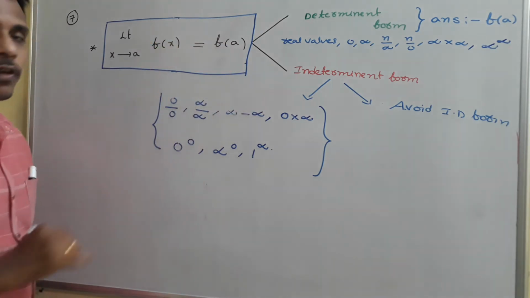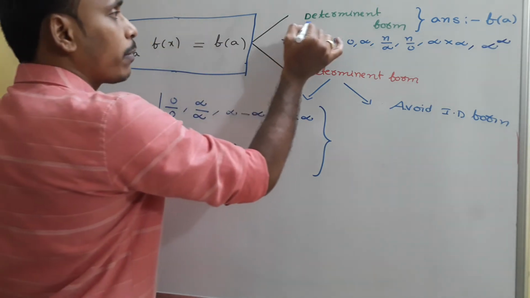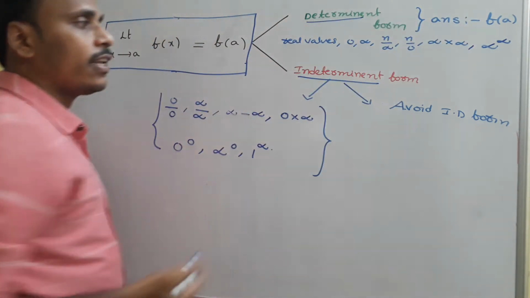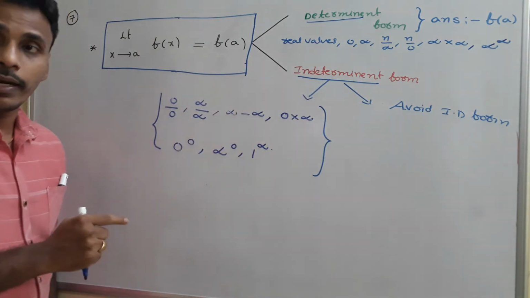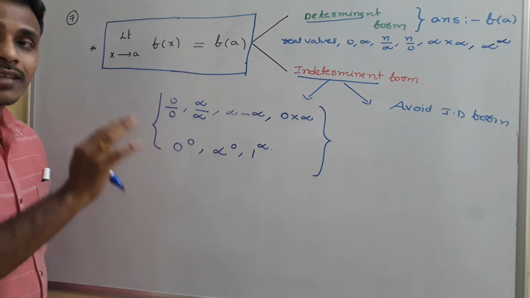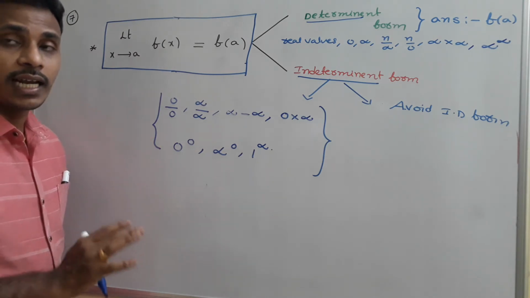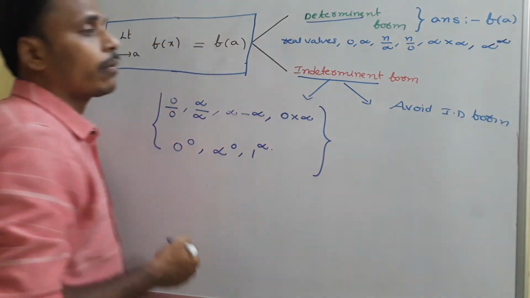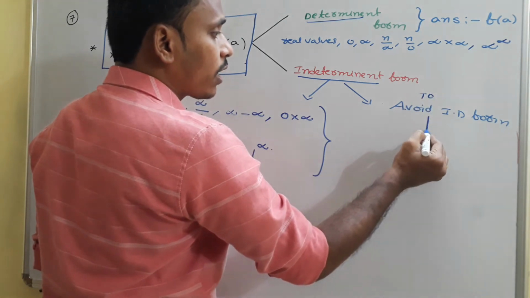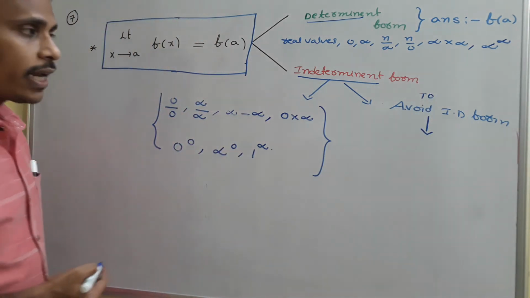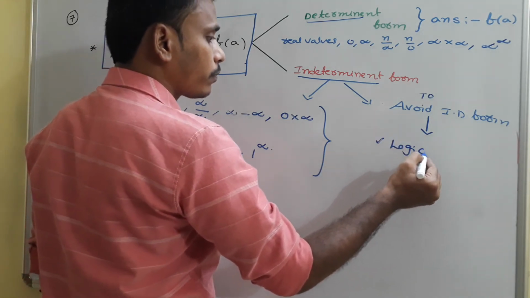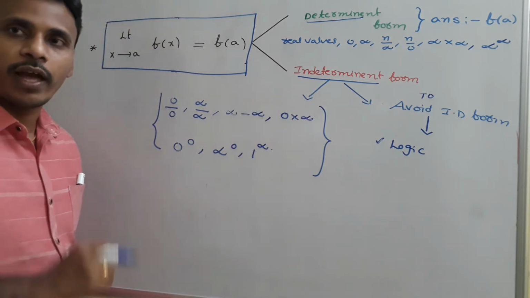Now just look at f of a. Whether that f of a is determinate or indeterminate. If that is determinate, your answer is directly f of a. If that is indeterminate, in the sense any one of these forms, then you did something wrong, okay? To avoid that incorrect task, we need to avoid indeterminate forms, okay? So avoid indeterminate form. To avoid indeterminate form, what are the tools with us? The first thing is you need to use your logic. You need to use any logic to avoid the indeterminate form.